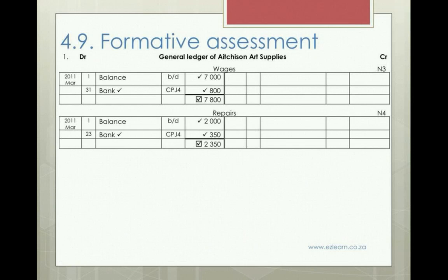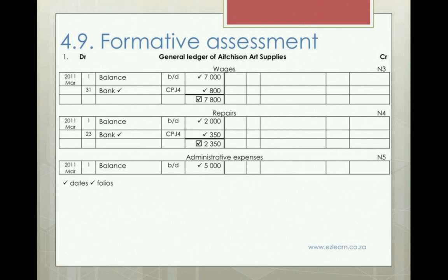Repairs is also an expense which decreases equity, and so you would enter the balance brought down of 2,000 on the debit side, tick. You would enter the total of the repairs which is in the sundry accounts on the 23rd of 350 Rand on the debit side. Bank is the details, worth a tick, and the amount of 350 is worth a tick. Subtotal should be 2,350 for a method tick.